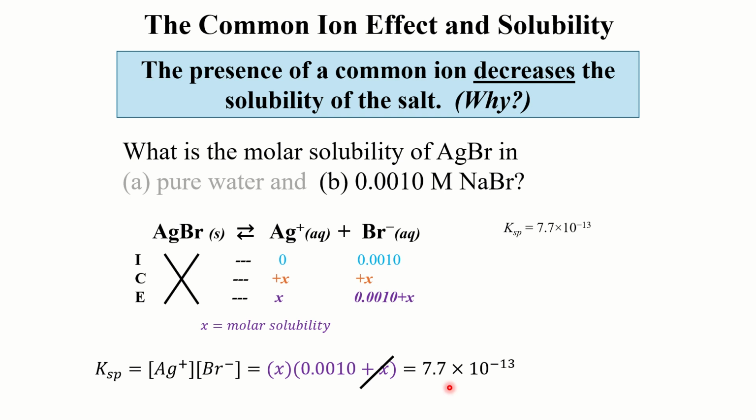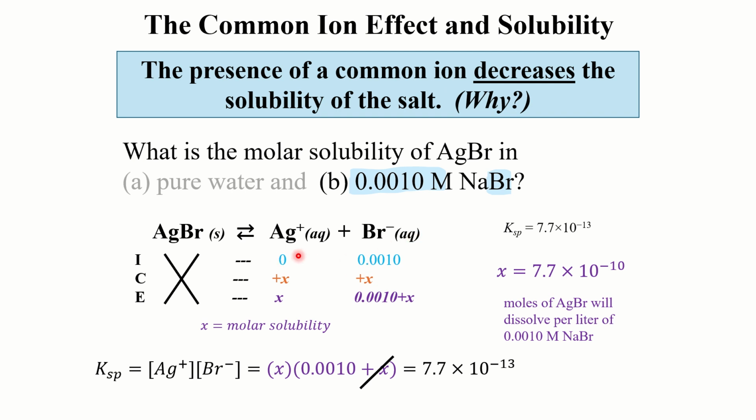So x would just be the Ksp value divided by this concentration, and you get x is equal to 7.7 times 10 to the negative 10th. This is how many moles of AgBr would dissolve per liter of the 0.0010 molar NaBr. Note now that the solubility decreased. Why is this? Again, think about Le Chatelier's principle.